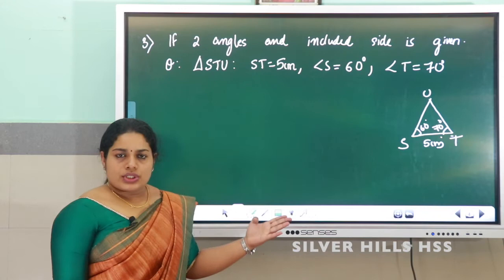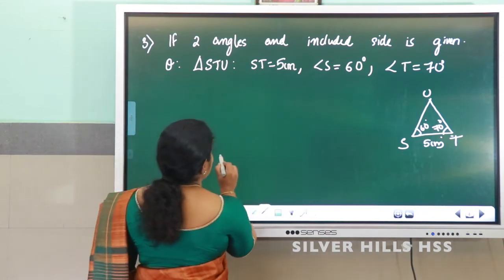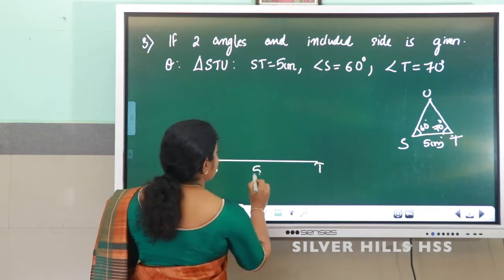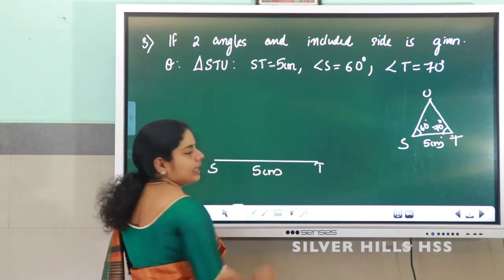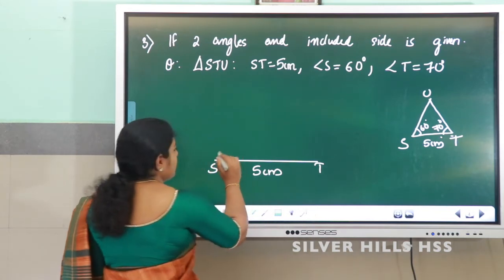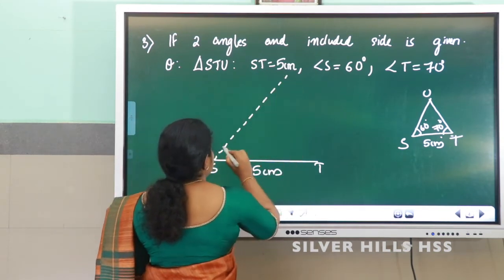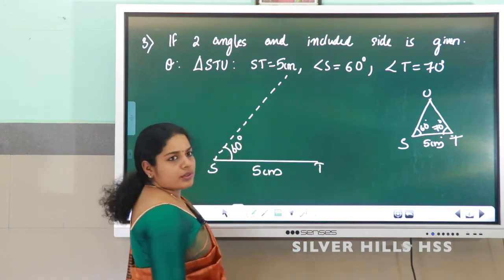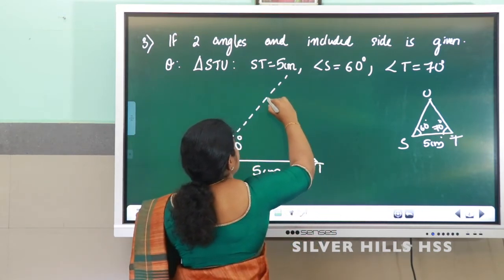So, as usual we will draw the base first, that is ST, which is 5 centimeter. Now, angle S and angle T we need. So, from S using the protractor mark 60 degree. Using a line we will draw 60 degree. Now from T using the protractor we have to draw 70 degree. Suppose this is 70 degree.